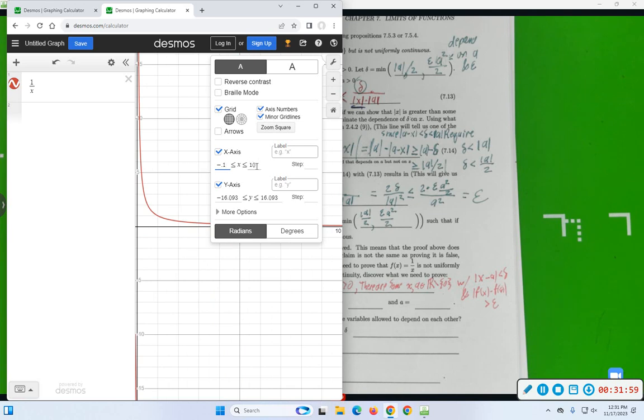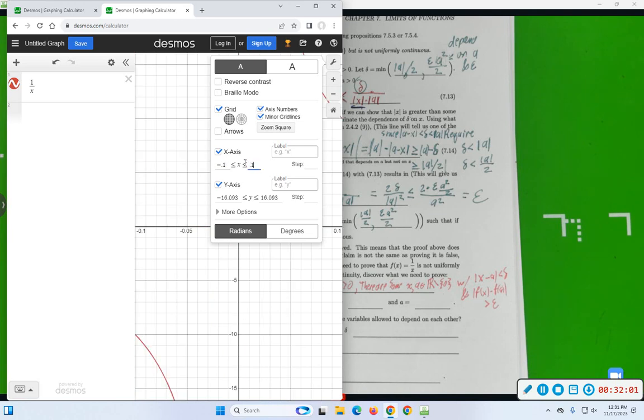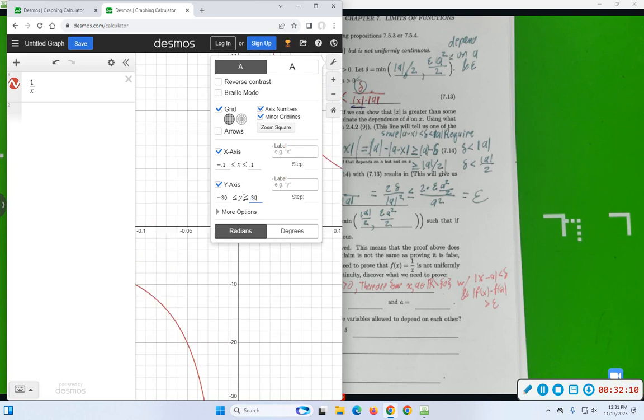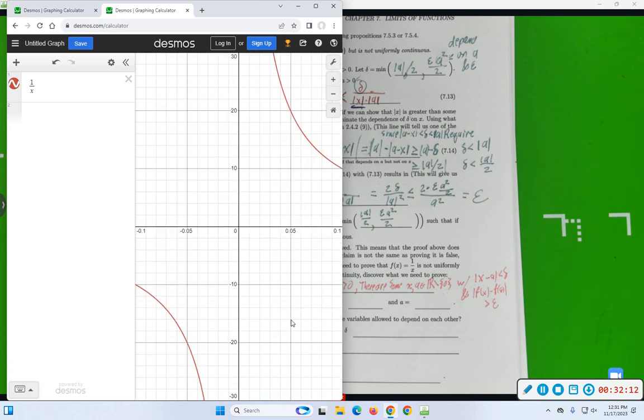So let's find two inputs. I think the bad thing is going to happen close to 0. Do you see two inputs on this graph that are within 0.1 of each other, whose output values are not close together? Yeah, I guess like 0.05 and -0.05 will do.